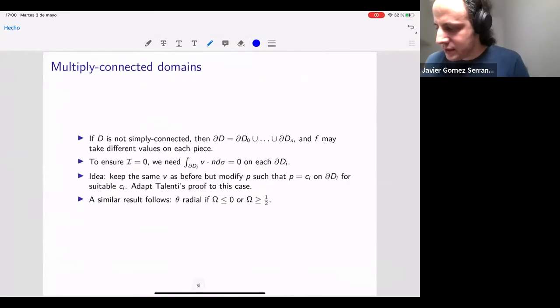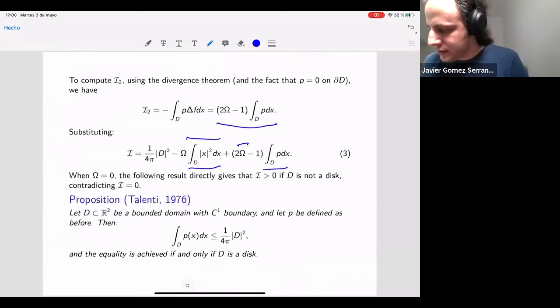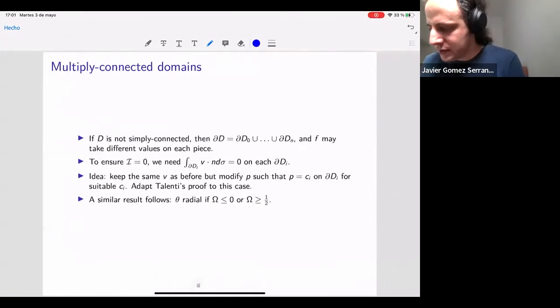If omega is smaller than 0 or bigger than 1/2, then we can use that the second moment is a maximizer or a minimizer, depending on the sign of omega, and we can get a similar inequality, and we can extract the sign of I even in those cases. Okay, so that's a short summary of how we do it.